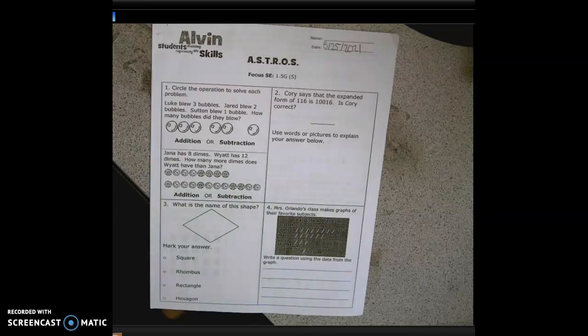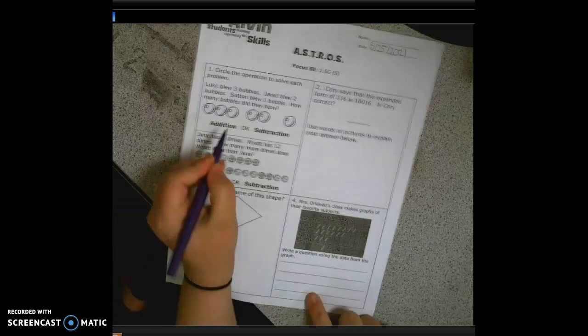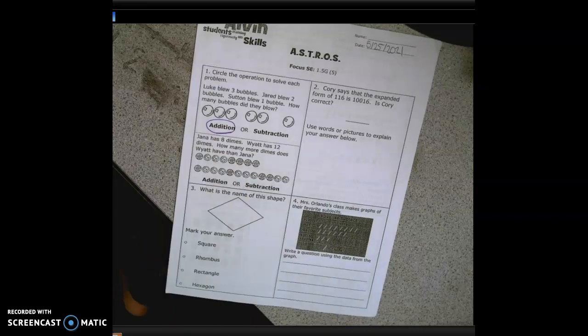1.5G5. Circle the operation to solve each problem. Luke blew 3 bubbles. Jared blew 2 bubbles. Sutton blew 1 bubble. How many bubbles did they blow? Am I adding or subtracting? I'm going to think about it. Luke blew 3, Jared blew 2, and Sutton blew 1, and I want to know how many they blew. So I'm joining all of the bubbles together. So I know that's addition because I'm joining.